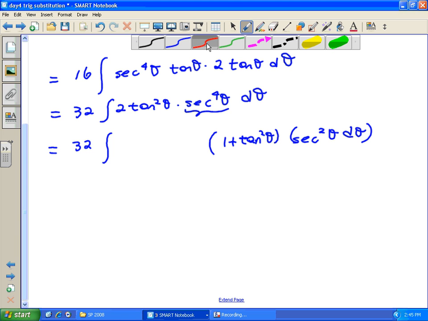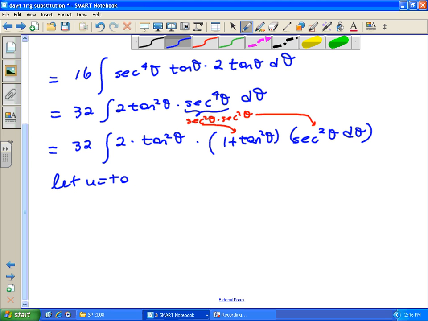Again, that secant to the fourth was secant square times secant square. One of that went over here, and one of that went over here. And don't forget the 2 tangent square up front. So you can see that I am trying to write it in such a way that if I let u be equal to tangent theta, then du is secant square, and all the tangents now can be replaced in terms of u. The tangents will be replaced in terms of u, and secant squared theta d theta will be our du.